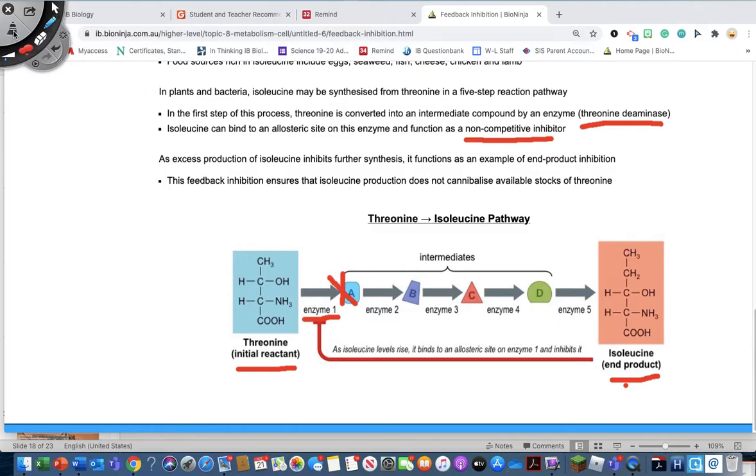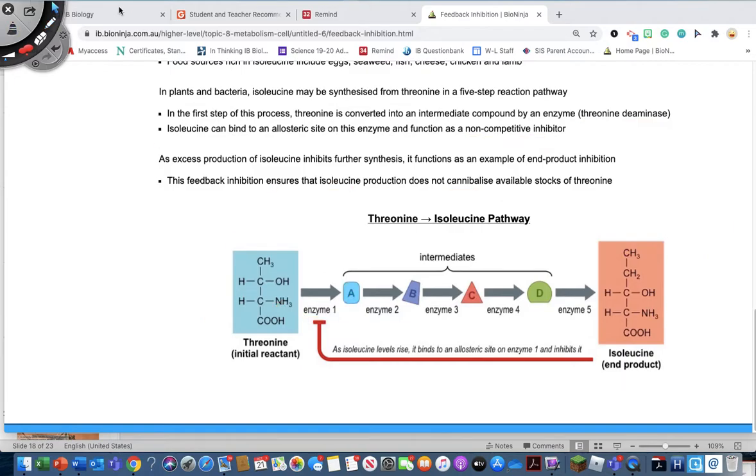Now, why is this important? Well, if you're making a lot of isoleucine, then that means that you're depleting the amount of threonine. Feedback inhibition ensures that isoleucine production does not cannibalize available stocks of threonine. You don't want to use up all of your levels of threonine because threonine is also an essential amino acid.